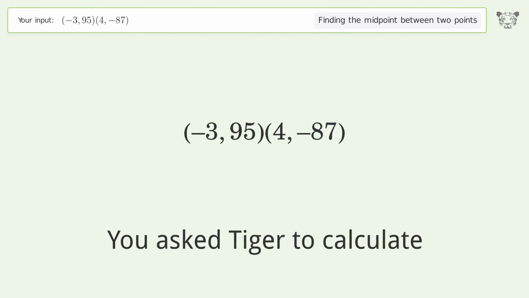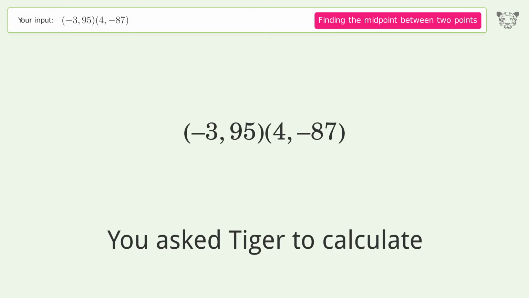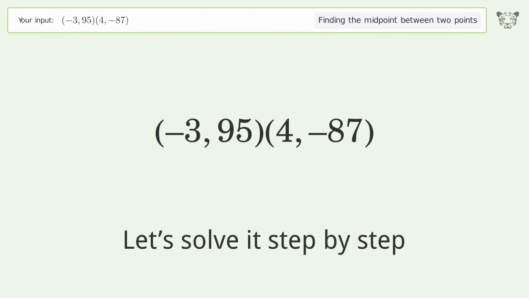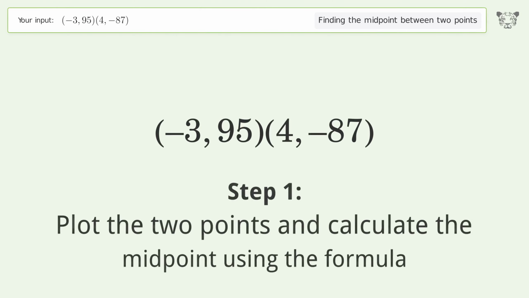You ask Tiger to calculate. This deals with finding the midpoint between 2 points. The midpoint between the 2 points is 0.54. Let's solve it step by step. Plot the 2 points and calculate the midpoint using the formula.